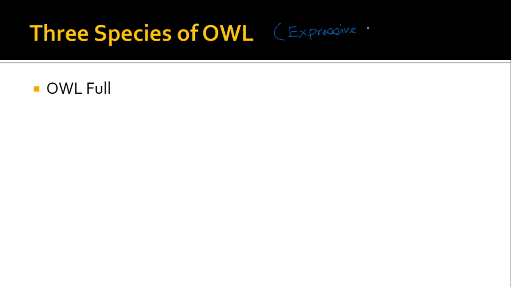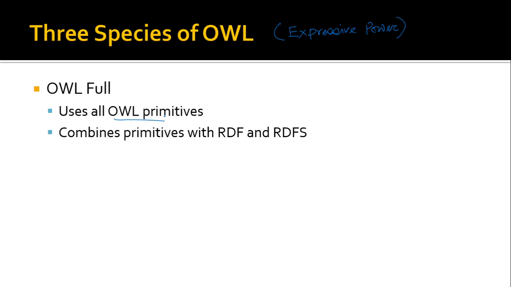Expressive power, right? But there are other dimensions along which we can find other species of OWL. Now, the most expressive OWL family is OWL Full. So you have everything here. You have all the OWL primitives, and the most important thing is that it is fully compatible with RDF and RDFS. So every RDF or RDFS document is one. Every OWL document is an RDFS or RDF document, right?